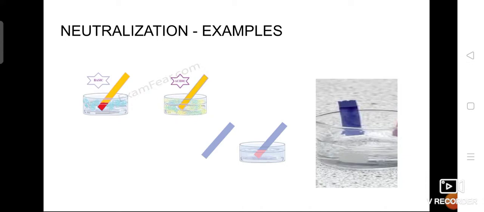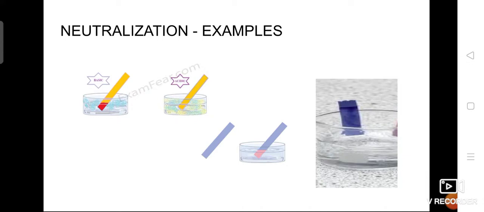Let me say one more example. This time we are going to use litmus paper. We know that two color litmus papers are available: one is red litmus and one is blue litmus. Now we are going to use blue litmus paper. Initially, what is the color of the blue litmus? Blue only.